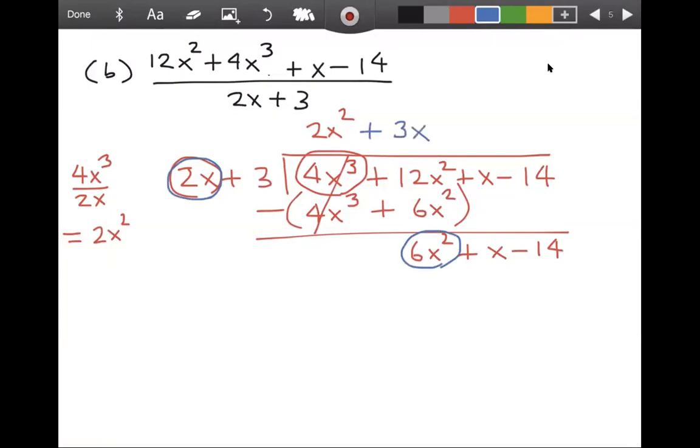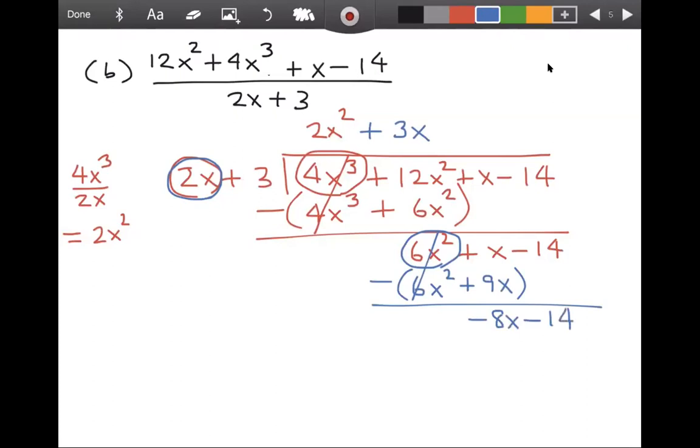3x times 2x is 6x squared. 3x times 3 is 9x. Subtract the whole thing. 6x squared minus 6x squared cancels. x minus 9x is negative 8x. Bring down minus 14.